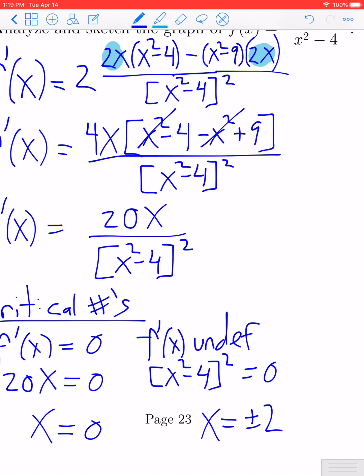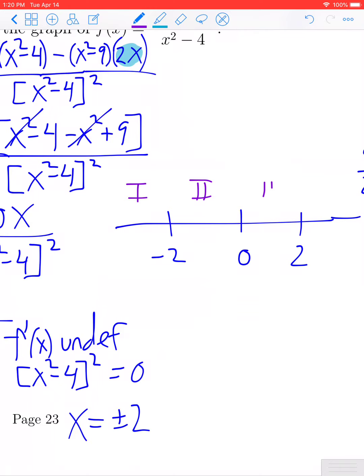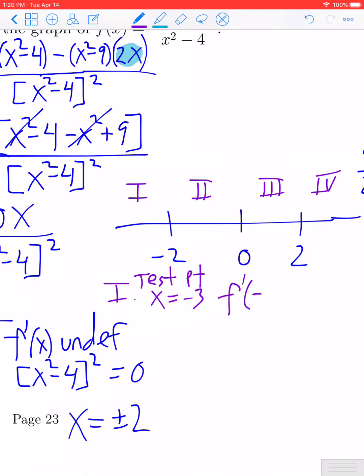We can now go ahead and do a sign chart to see the intervals of increase and decrease for f prime. So negative 2, 0, and 2. Those three numbers will break the number line up into 1, 2, 3, 4 different regions. We would want to go ahead and pick a test point within each region. For example, in region 1, the test point x equals negative 3 would work nicely. And then you would go ahead and plug that into the derivative.